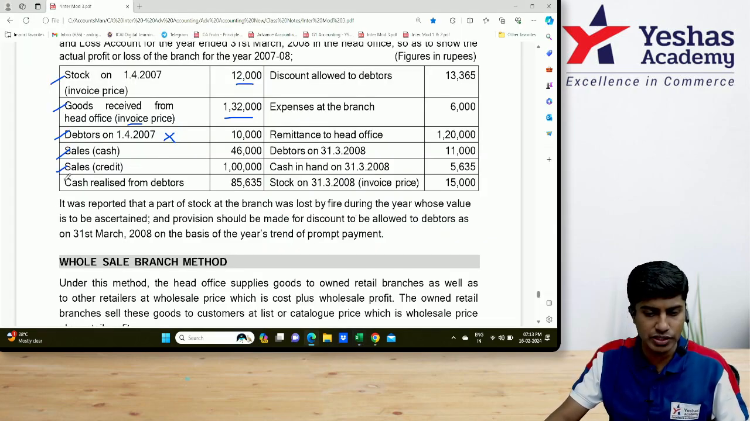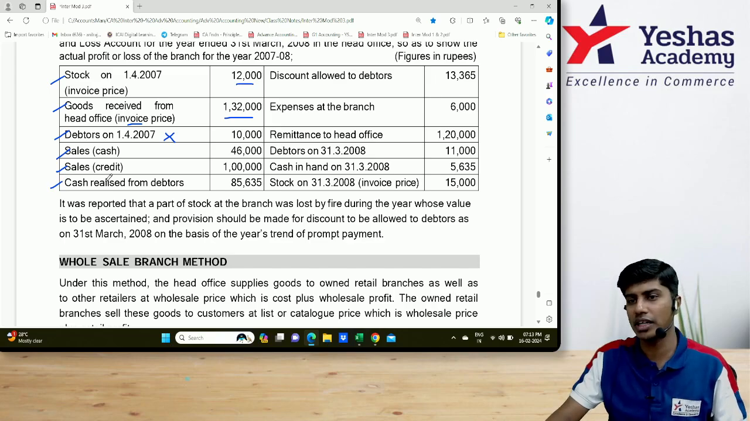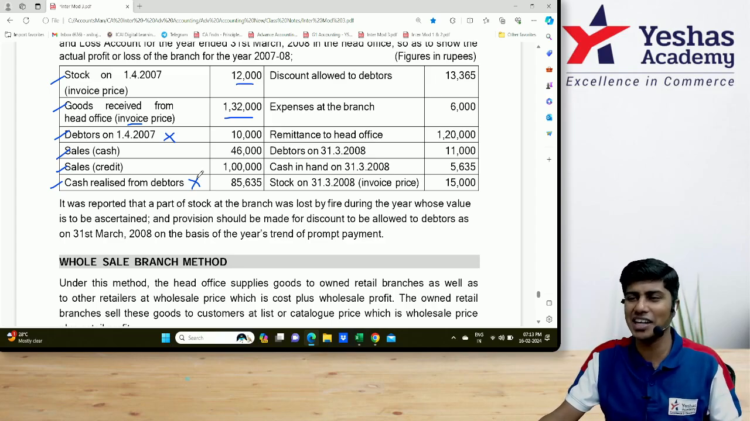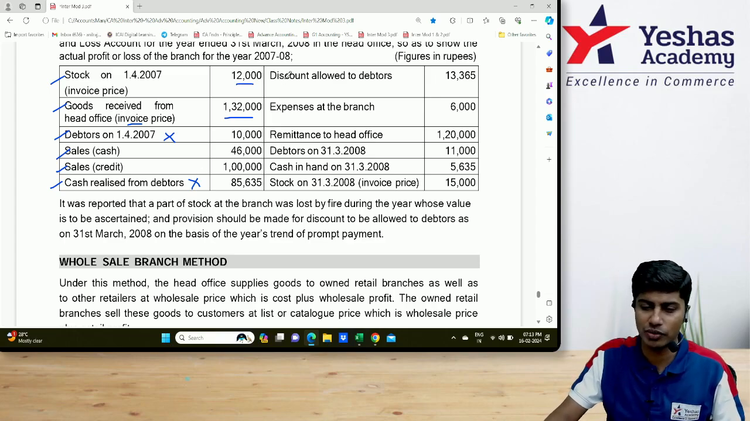What is after this 146? Cash realized from debtors. This is again of no significance right now, later it is useful. You will get to know later. Right now, cash collected from debtors will not come in trading account or P&L.